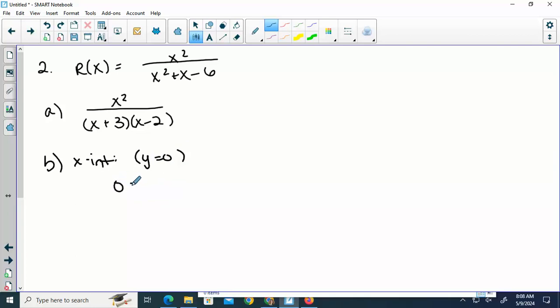So if you set your fraction equal to 0, you would multiply over the bottom. So it's really just when the top of this fraction is 0. And what makes x squared equal 0? 0. So our x-intercept is 0.